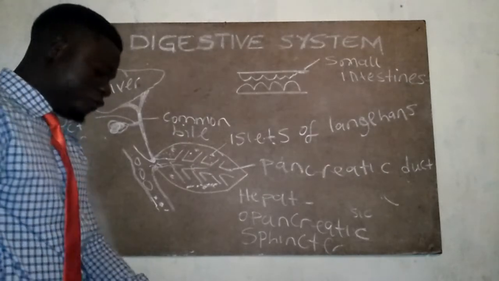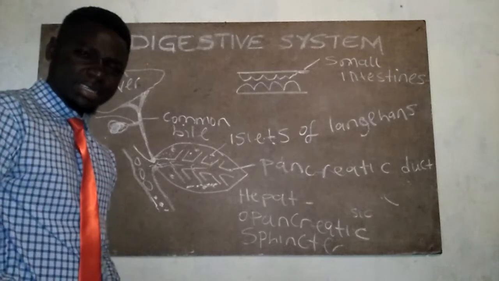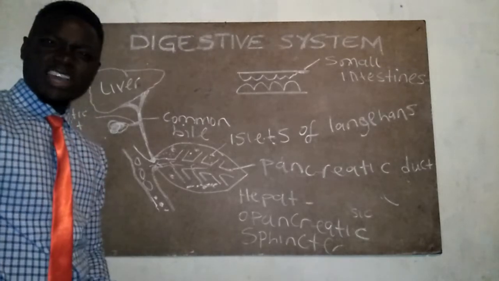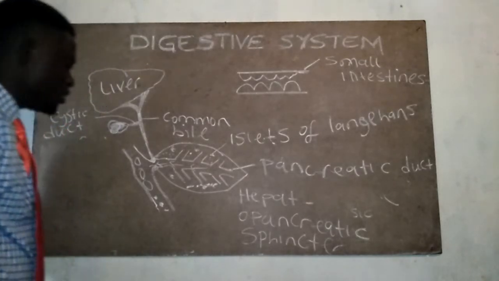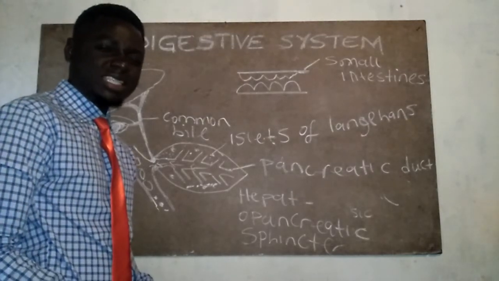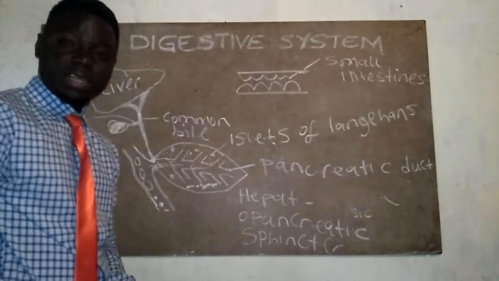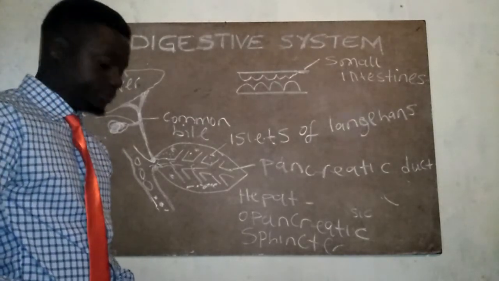And then when the food has been digested, the remaining undigested food is going to be transferred into the cecum, because remember the cecum is the first part of the large intestine, the colon, and then after that it's going to be excreted.